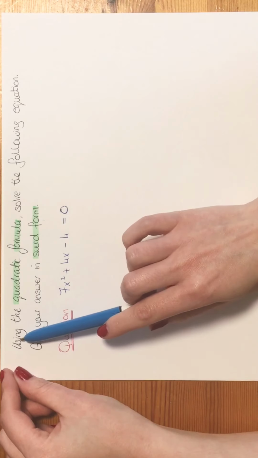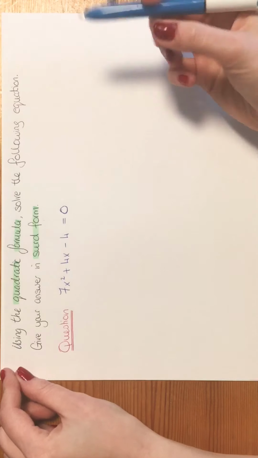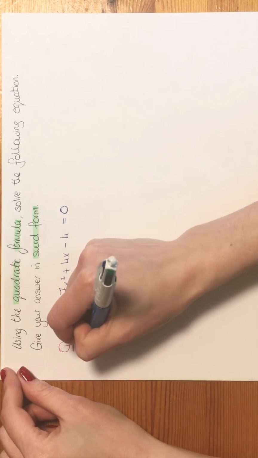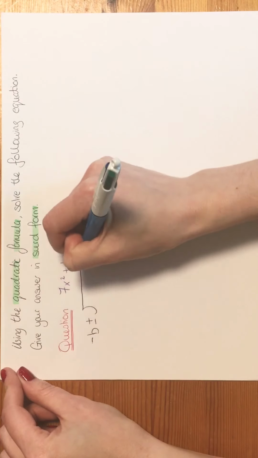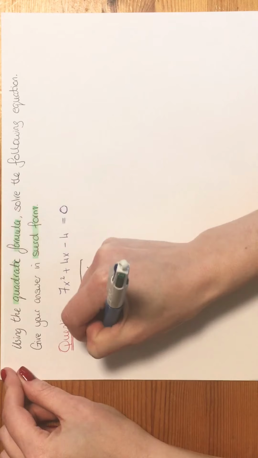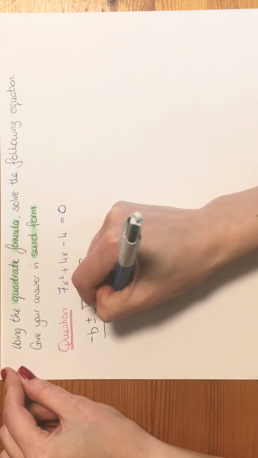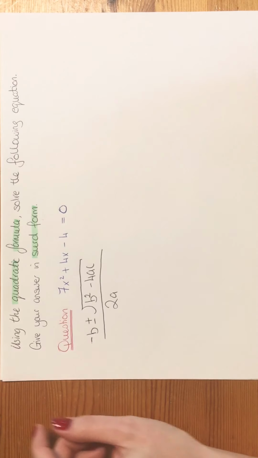And you can see from the question we've been instructed to use the quadratic formula. So the first thing I would do is write out the formula. So minus b plus or minus the square root of b squared minus 4ac all over 2a. Okay, so formula written out.